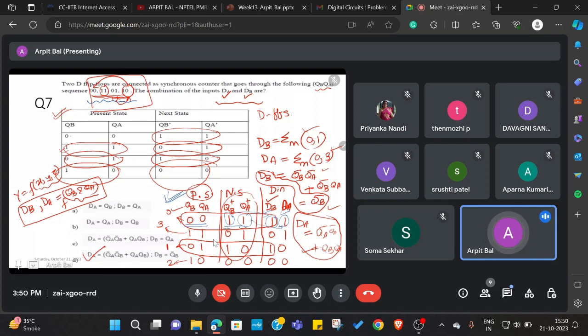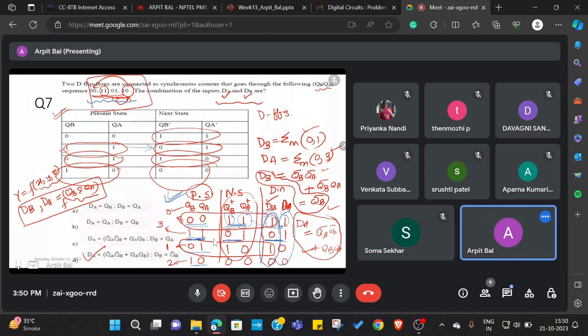And once it is 1 1, then what happens? It goes to 0 1, right? So in the next stage my present state becomes 1 1, my next state becomes 0 1, and DB DA is equal to the next state. Similarly I go on doing this till I reach all the combinations. Then I need to figure out what is the equation for DB and what is the equation for DA.